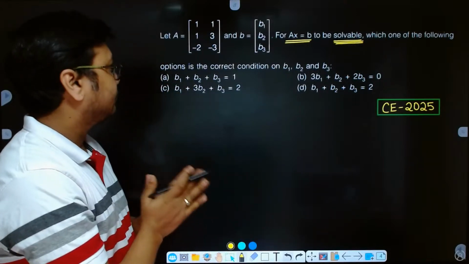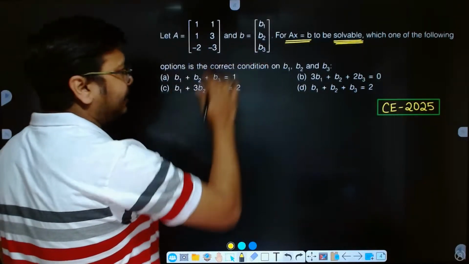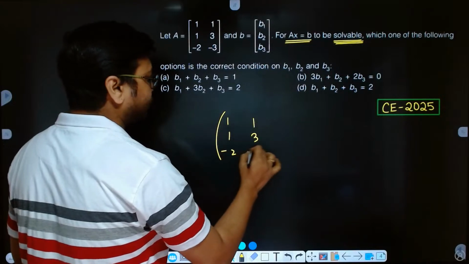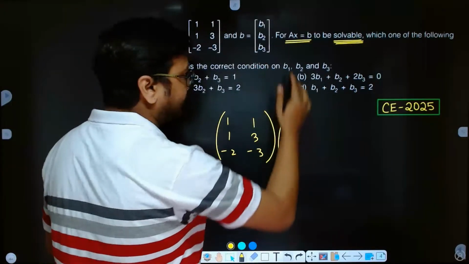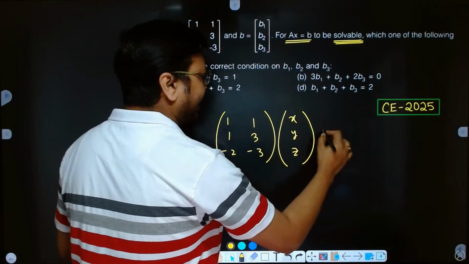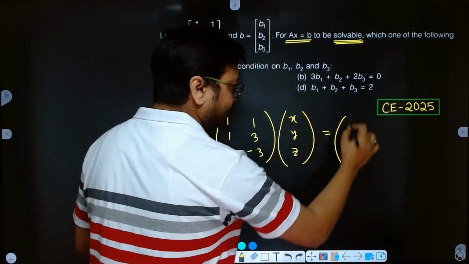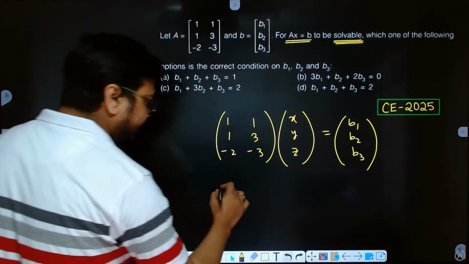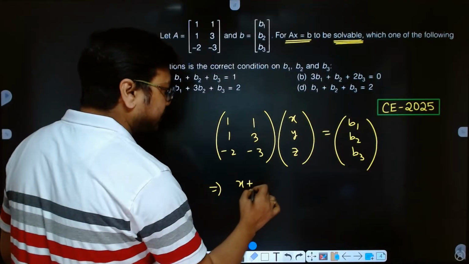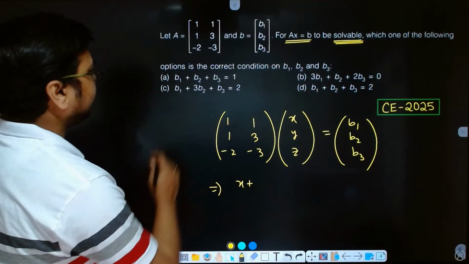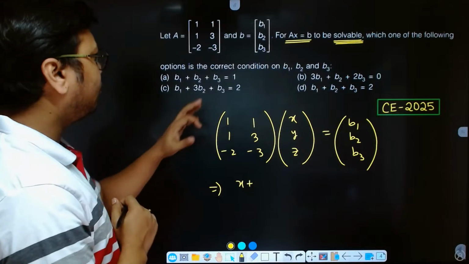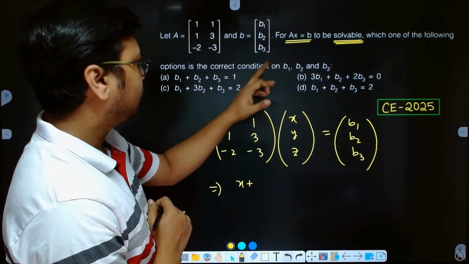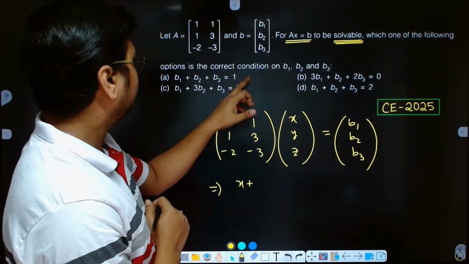Here, if I write the equation format, I'm just doing a few things for your better understanding. I have something like this: 1, 1, 1, 3, -2, -3. Let's say the variables are x, y, and z, and the constants are b1, b2, and b3. If I multiply out the equations one by one, for solvable, which one of the following options is correct?